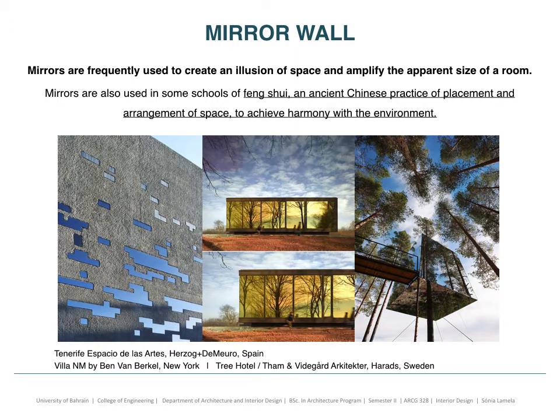Now we have a couple more examples of mirrors and how they can be used to create a kind of illusion of space or amplify a room, because we know that it doubles in terms of perspective. So it can be used within another material, like this example on the left from Herzog and de Meuron, the art museum in Spain. It could also be used like on the right side, where it tries to disappear around those trees and become the same as the landscape.